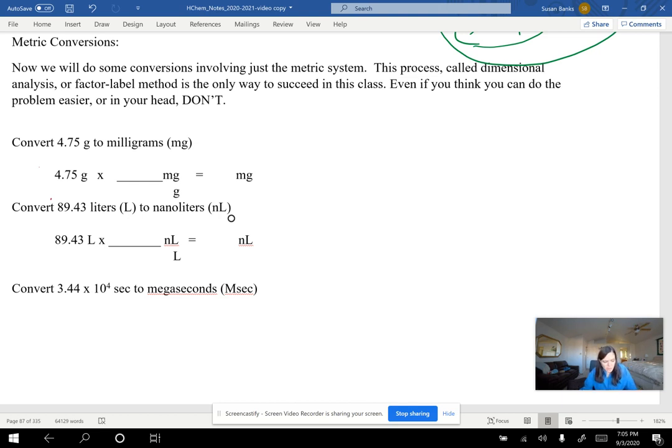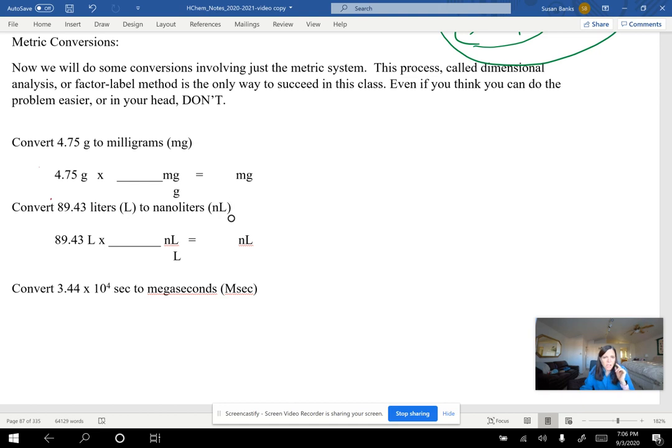This process called dimensional analysis or factor label method is really the only way to succeed in this class. You'll notice that I will set up pretty much every problem in this class as a unit or dimensional or factor label. Those are all meaning the same thing. So factor label, dimensional analysis, unit analysis, they all mean the same thing. We're going to use this skill over and over and over again in this class.